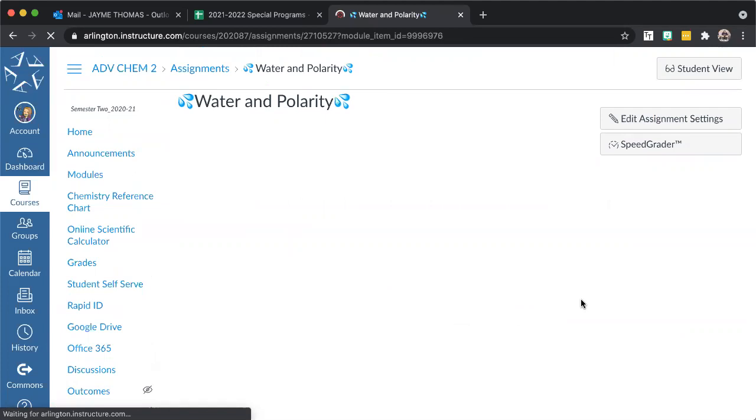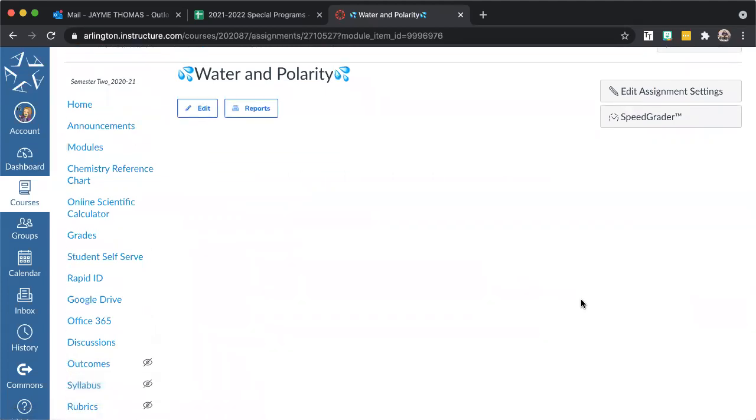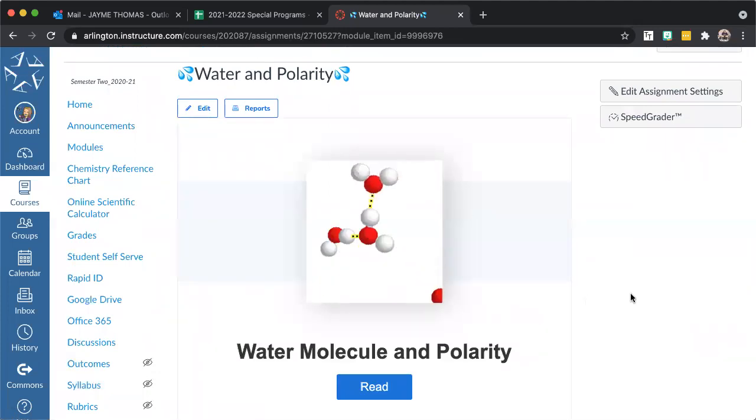All right, so the first part, we're going to talk again about the water molecule and what we call polarity, because polarity determines whether something dissolves or not. This little animated GIF right here is showing water molecules, and they're forming little bonds between the molecules. These are the little yellow and dotted black lines.